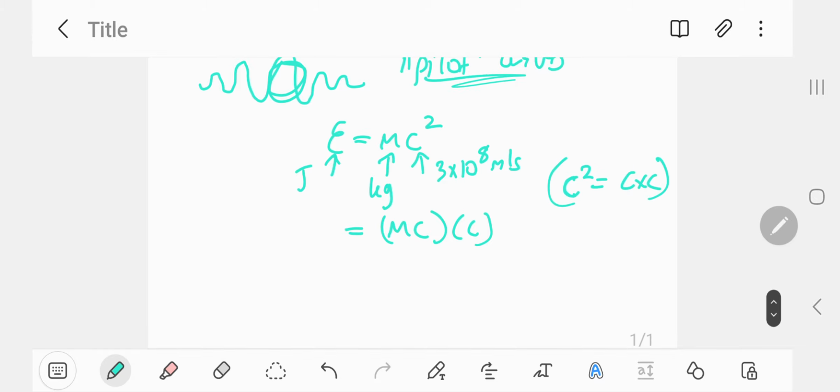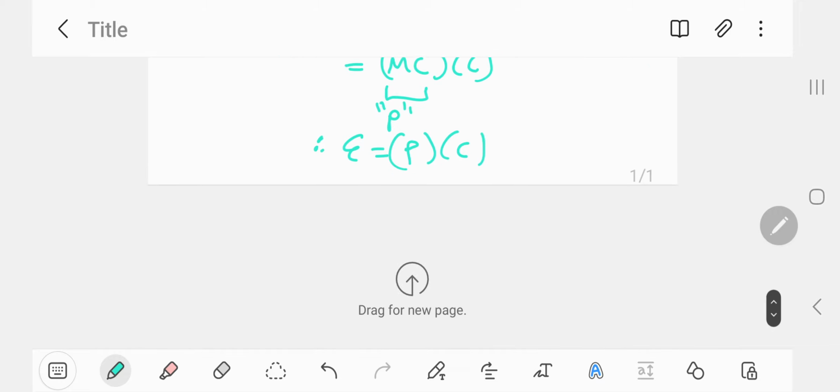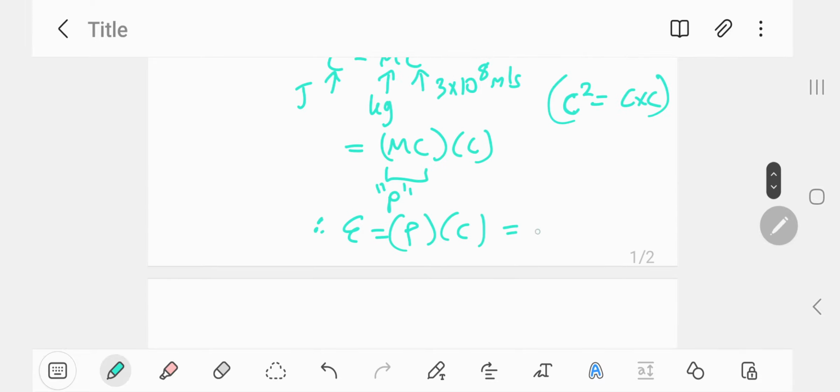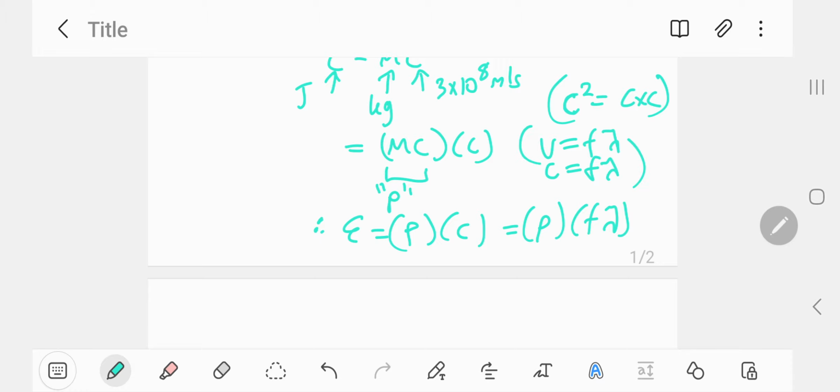Now, since mc is just mass times speed, that's also the momentum, p, of a photon. In this case, we're dealing with light. So therefore, E is just p times c. All right, momentum is mass times velocity. And that's equal to p f lambda. If you recall, from v equals f lambda, we're just now using c instead of v because we're dealing with light. Get this.